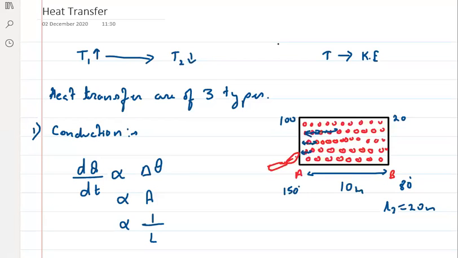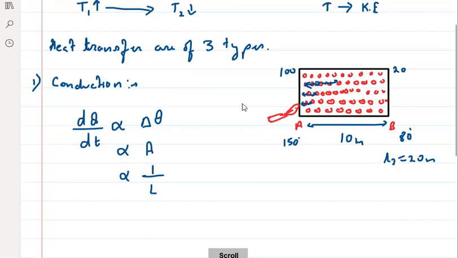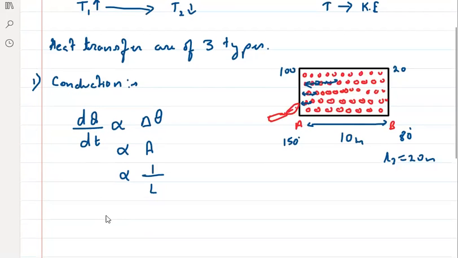Anyone have any issue in this? Easy? Okay, so I hope this concept is clear for most of you. Yes, very good, Suhas. So let's try to club all this.